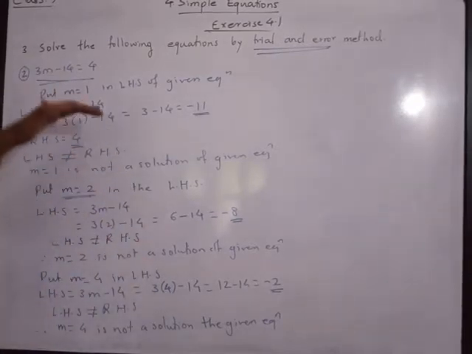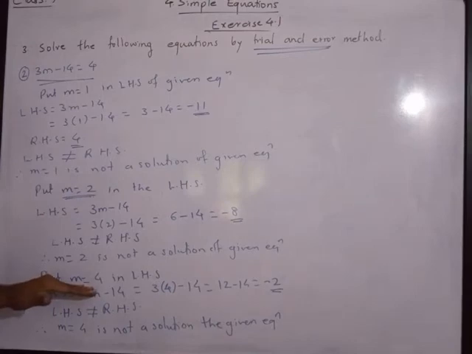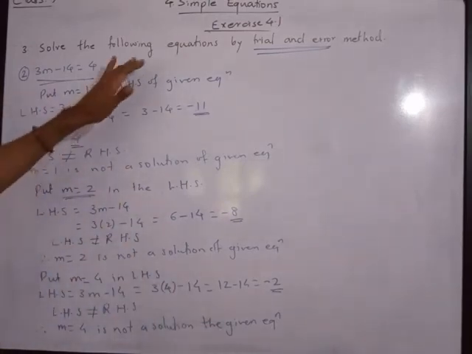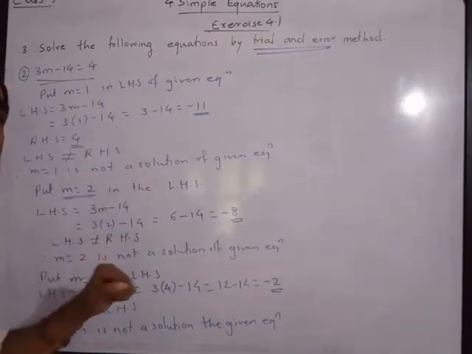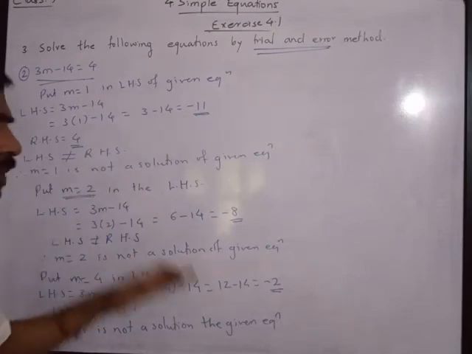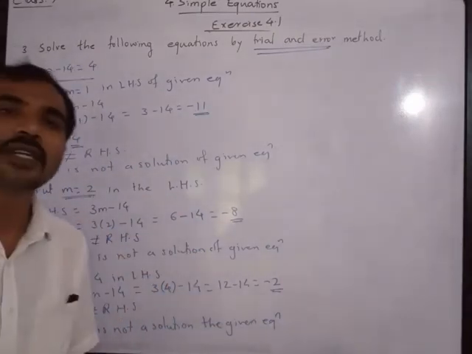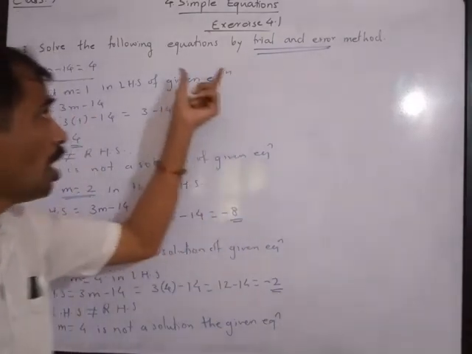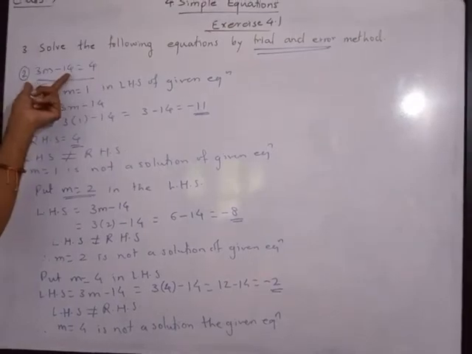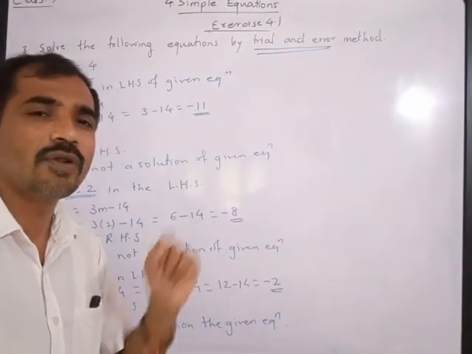Dear friends, we have tried m is equal to 1, m is equal to 2, and m is equal to 4, but we have not got the solution. It means we have to go on doing this repeatedly and check whether it is a solution or not. That's why this method becomes a little lengthy if our mathematical thinking, mathematical reasoning is not proper. So we have to look at the question properly, and we must be able to think about the answer without solving it.